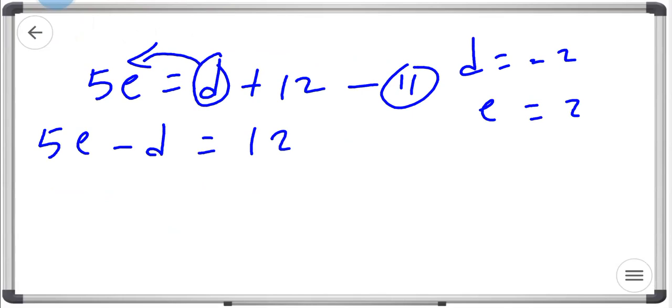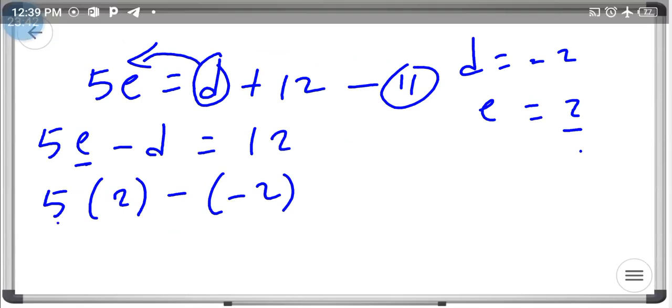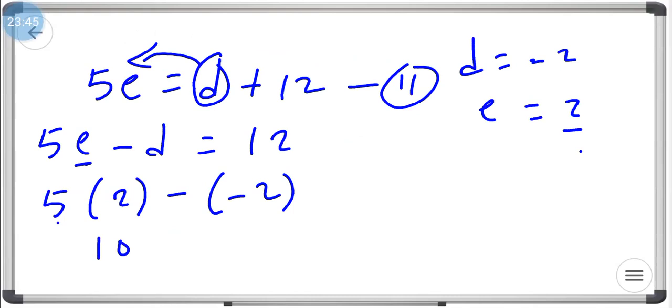Now 5 into, instead of writing E, I'll be writing 2. 5 into 2 minus, now what's my D? My D is minus 2. So from here, 5 multiplied by 2, that is 10. Minus times minus, that is plus 2. Let's now add it together. 10 plus 2, that is 12. So you can see that we got 12. Which means both the answer we got for D to be minus 2 and the one we got for E to be 2, they are both accurate.